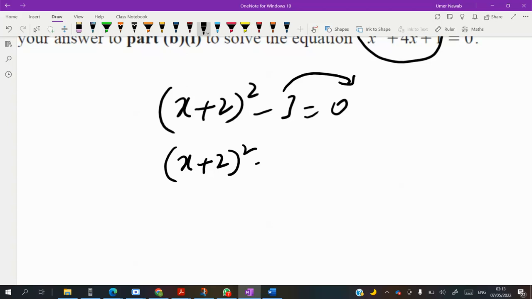So where the graph cuts the y-axis at 1, let me draw the parabola cutting at 1 like this. So here is your parabola. Now this one says that the parabola cuts the x-axis at a and b. So at a and b, you need to put y is equal to 0. Solve the equation.